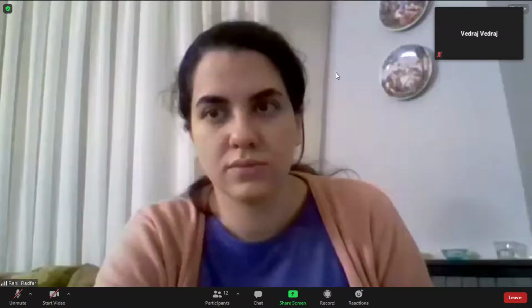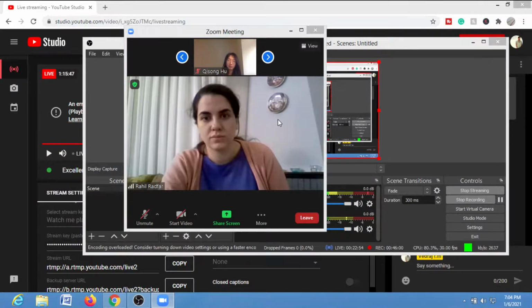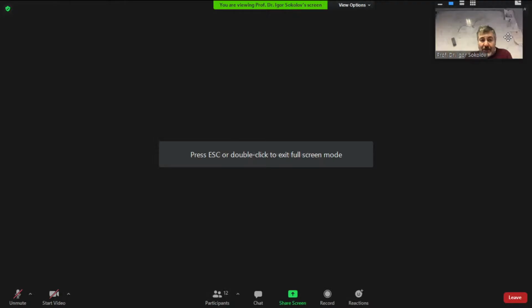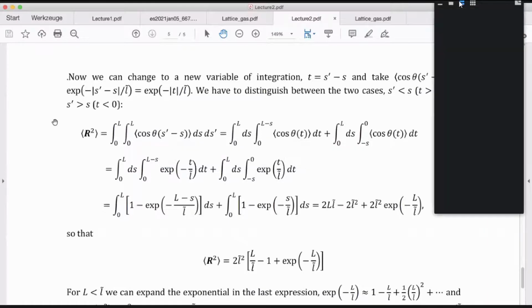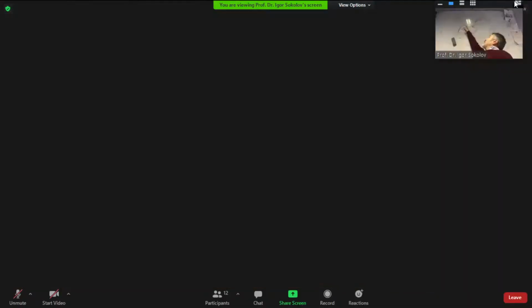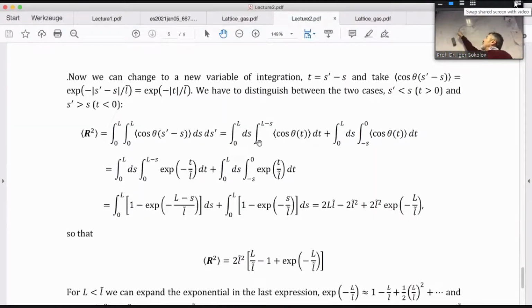can you see? I think I didn't. Yes, no, of course you can't. Now here, I separated this integral into two integrals in t with the limits from 0 to L minus S and from minus S to 0. And now I have these integrals, and if I can do something, this is integrating an exponential function.